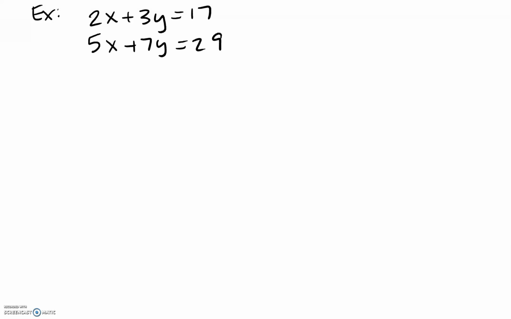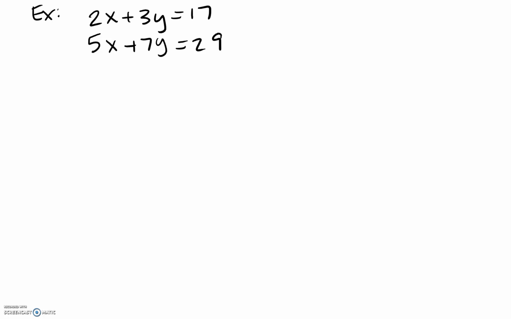So if you're doing this on your own, you could have chosen to eliminate either. Both x and y here are going to get you in trouble or make you do work because 2 and 5, your least common multiple is 10, and 3 and 7, your least common multiple is 21. So either way, you have to multiply both your equations, and you need to multiply one of those equations by a negative. So kind of sucks.